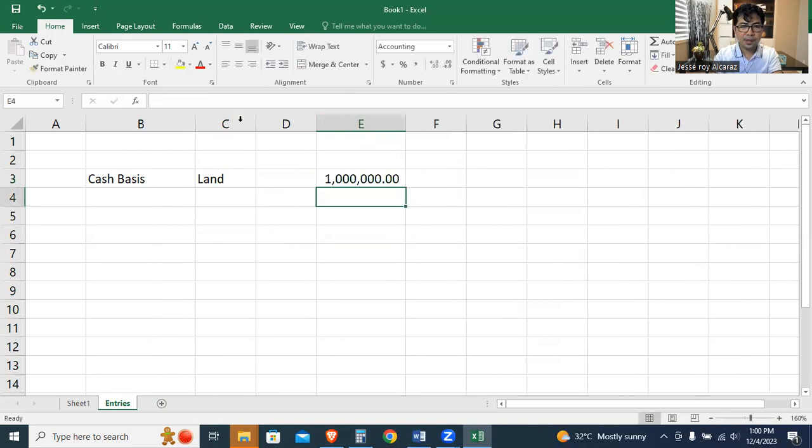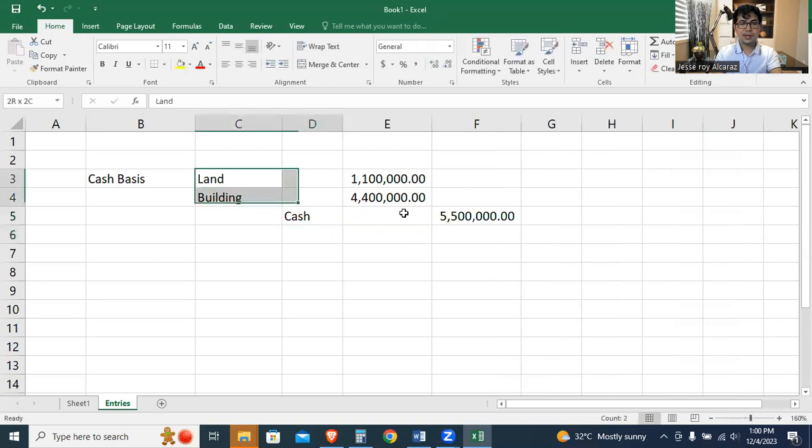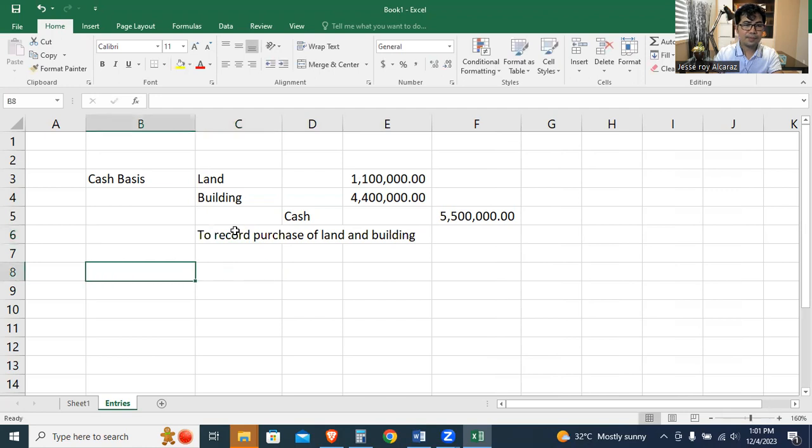No, 1 million. And we also have our building. Is that 1 million too? 1-1, no? And then 4-4. Okay? And then credit, cash. So, pay for this. Cash, 5. So, that is our entry. So, record purchase of land and building. Okay.